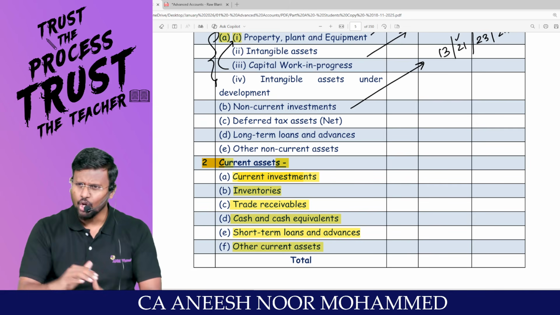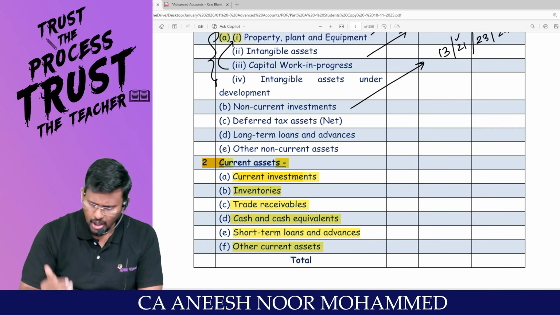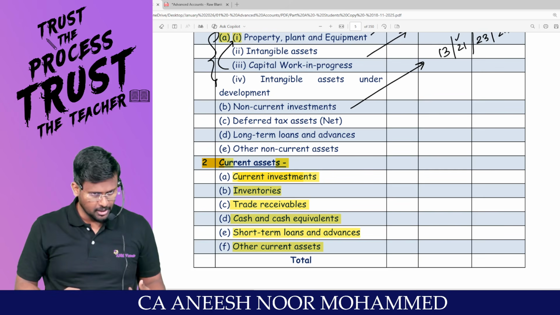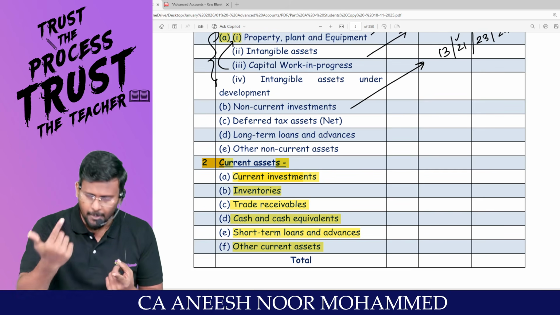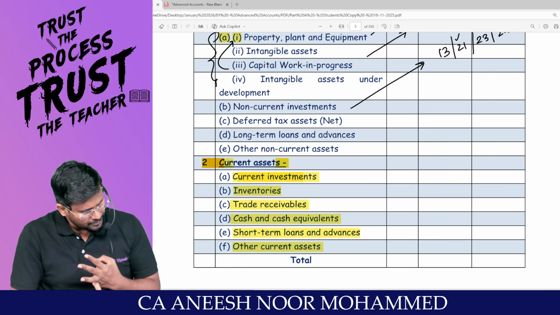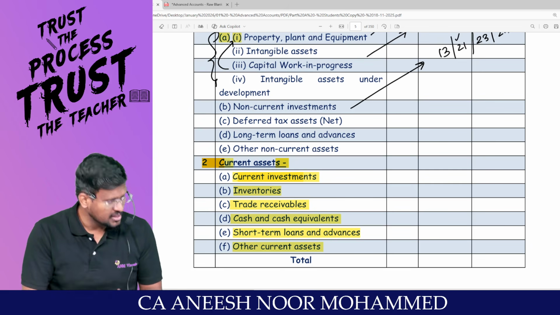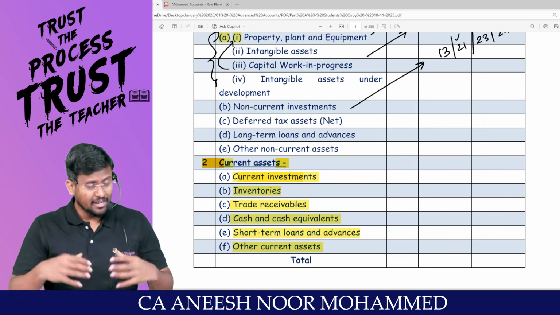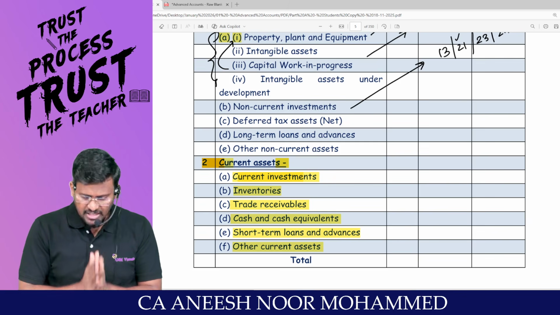So you will have long-term investments and short-term investments. Long-term investment: first you will invest in your company, then you will invest in other people's business, then you will invest with government, then you will give loans and advances, and the balance will be the other non-current asset. Am I right? Sir, next one is short-term investments, which are what asset?